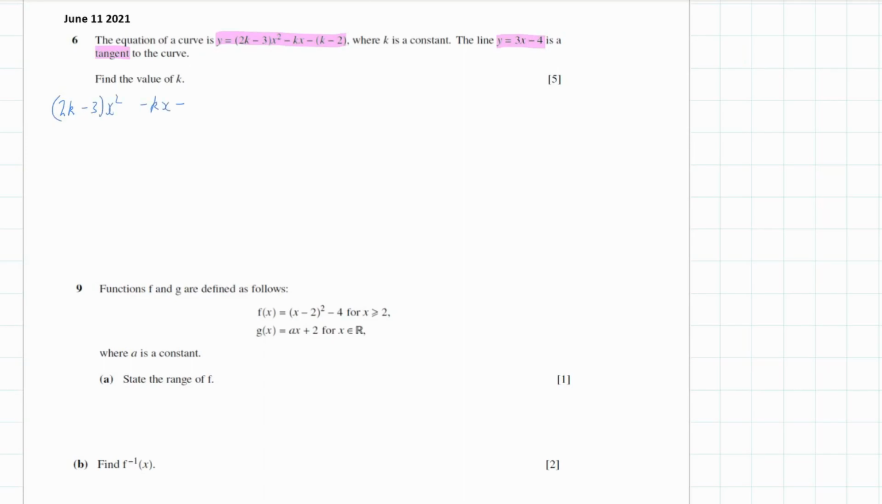And what I'm going to try and achieve here is get everything across to one side, and then I'm going to use my discriminant, because the discriminant, b squared minus 4ac, will be equal to 0 if it's a tangent, right? So that's what we're going to do here.